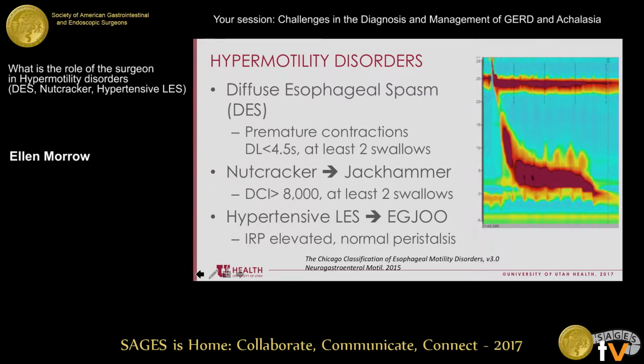So you're looking for at least 2 swallows on the study that have a distal contractile integral of greater than 8,000. And then we have EGJ outflow obstruction, which is similar to hypertensive lower esophageal sphincter. And the measurement that we're looking at for lower esophageal sphincter pressures under the Chicago classification is IRP, or integrated relaxation pressure. And importantly, these patients are differentiated from achalasia patients in that they have normal peristalsis on their study.